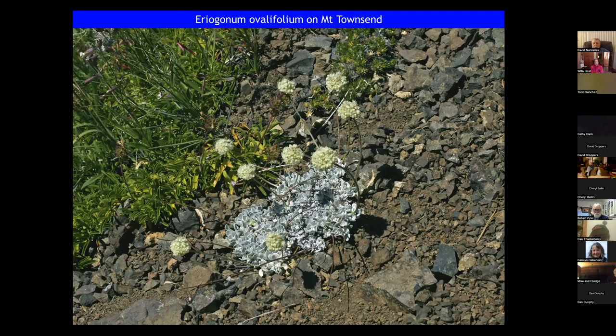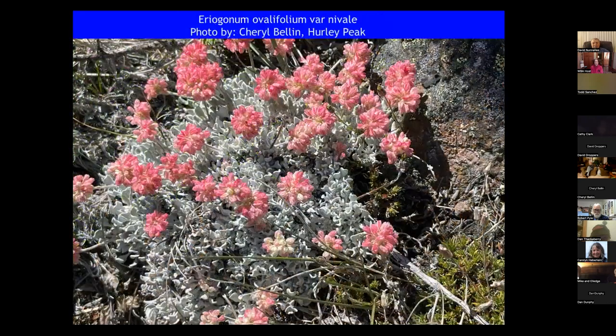I haven't found it there myself yet. I've only managed to struggle up to the top of that mountain once. I don't think my old body's going to make it up there again. But yes, and here's a gorgeous variety of ovalifolium. Cheryl Billing just photographed this this summer, and she found it up in the North Cascades, west of Palmer Lake, up there in the high country.